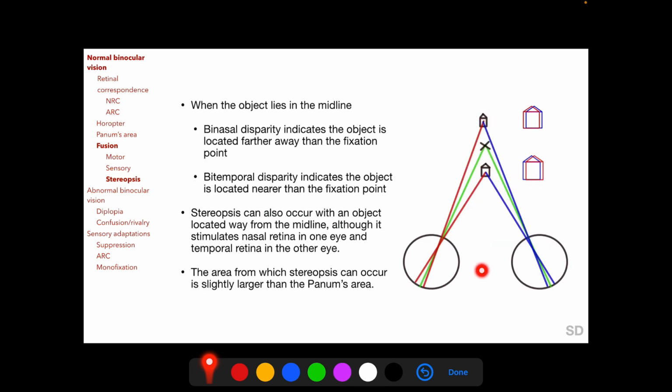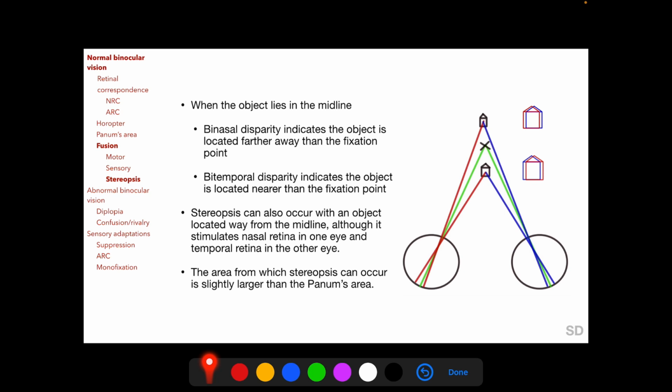When targets lie in the midline, binasal disparity suggests that the target lies distal to the fixation point, and when there is bitemporal disparity, it suggests that the target lies proximal to the fixation point. As we have mentioned in the discussion on physiological diplopia, a target lying distal to the fixation point will have their images separated in an uncrossed manner, and with the target proximal to the fixation point, the images will be separated in a crossed manner, and this separation of images leads to a sensation of the target being either distal to or proximal to the fixation point, thus giving a sensation of depth.